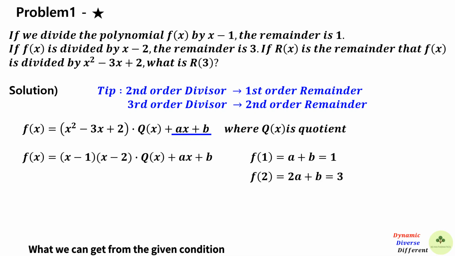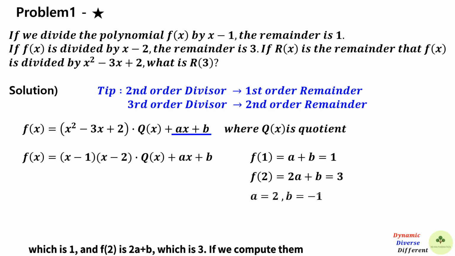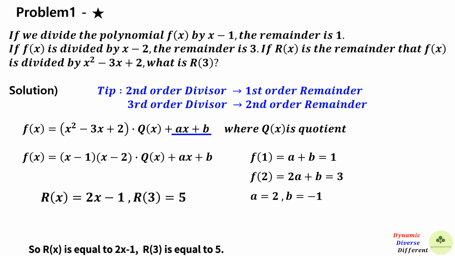What we can get from the given condition is that f of 1 is a plus b, which is 1, and f of 2 is 2a plus b, which is 3. If we compute them, we can get to know that a is equal to 2, b is equal to minus 1. So, r of x is equal to 2x minus 1 and r of 3 is equal to 5. This is the solution to this problem.